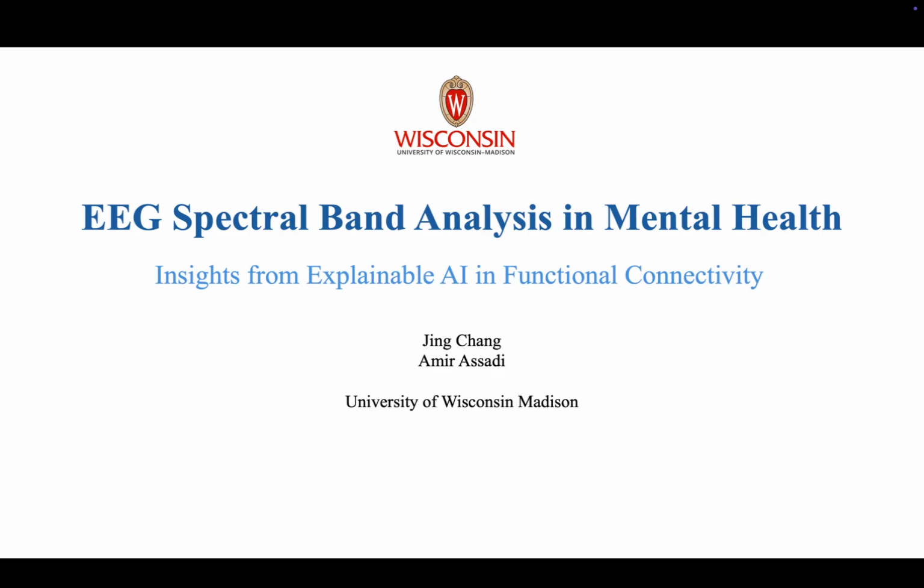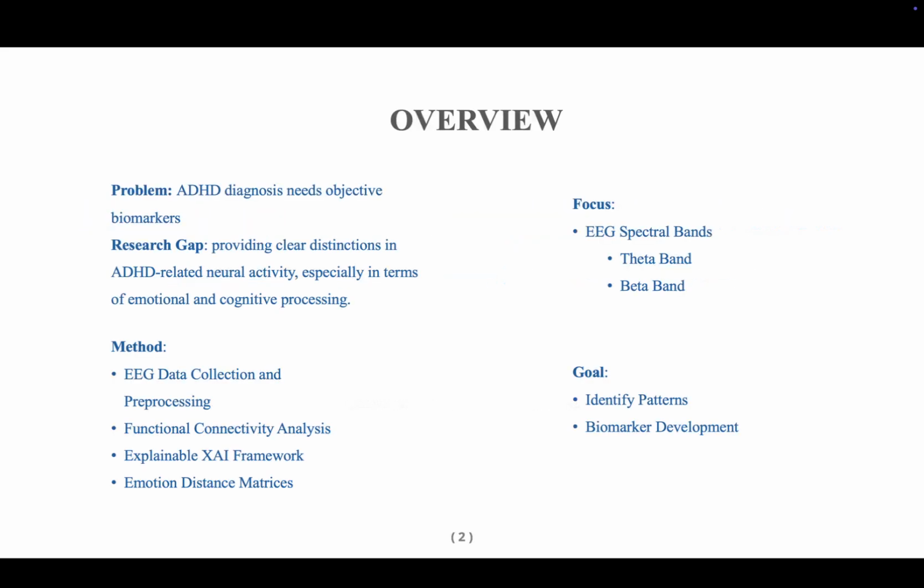Today I'll present our research on EEG spectral band analysis in mental health, focusing on insights gained through explainable AI in functional connectivity. This work was conducted at the University of Wisconsin-Madison. Our research addresses the critical need for objective biomarkers to improve ADHD diagnosis. Current neuroimaging and diagnostic tools often fail to provide clear distinctions in ADHD-related neural activity, especially in terms of emotional and cognitive processing. We focus on analyzing EEG spectral bands, particularly theta and beta frequencies.